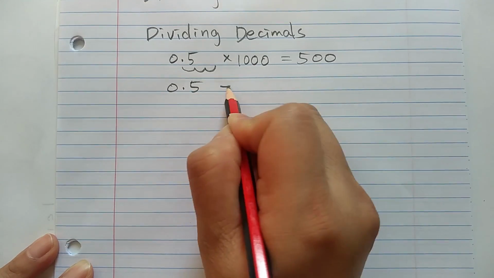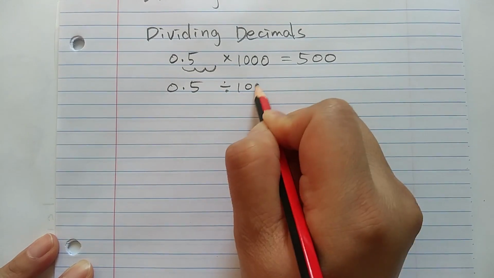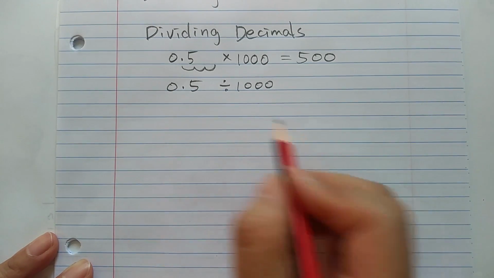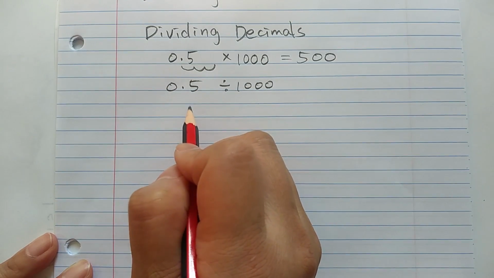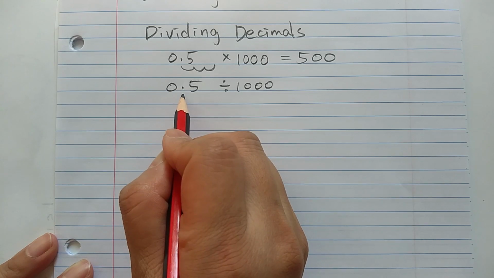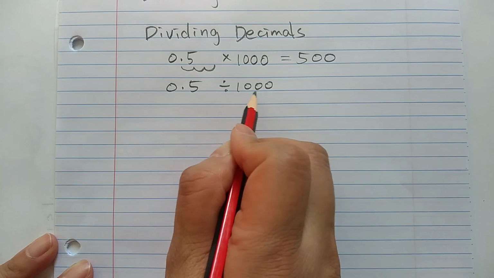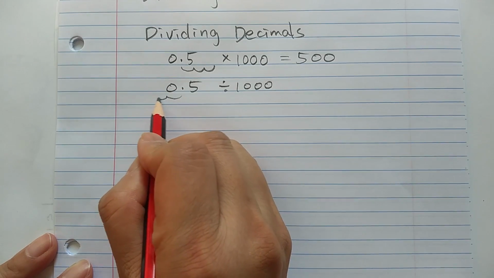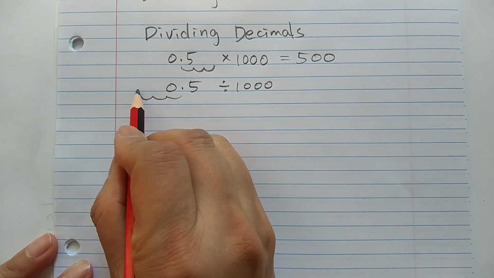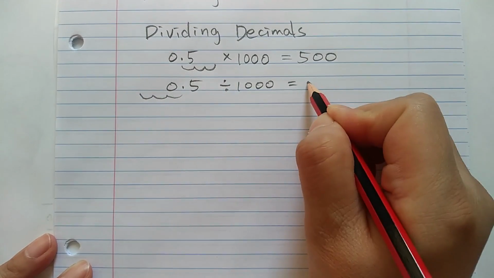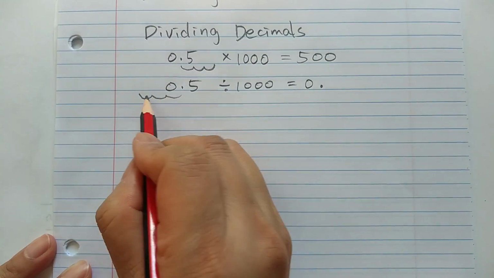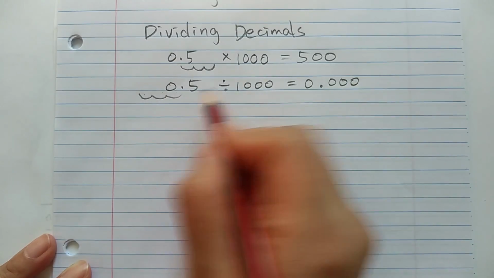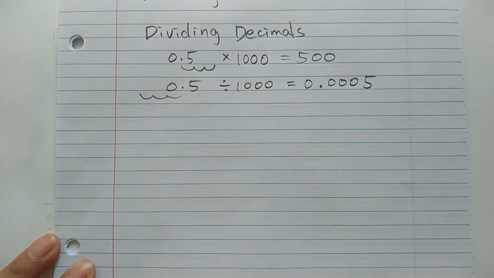When you divide 0.5 by 1000, you would just do the opposite. So instead of moving the decimal point to the right, we'll move 3 steps to the left. So 1, 2, 3, and 0.0005, with 3 zeros after the decimal point before the 5.